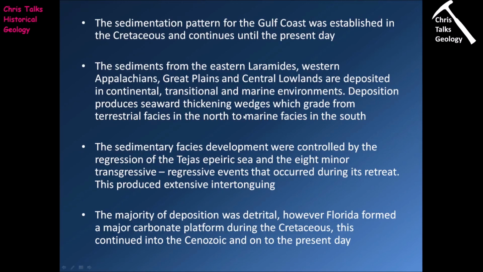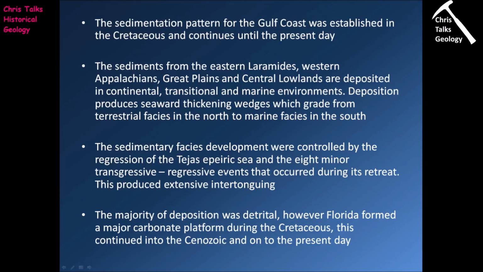So if we look at the sedimentary sequences associated with the Gulf Coast, once again we have a triangular shaped body of sediment. It's thinnest closest to the coast, and it gets thicker as you move out into the marine environment. And once again, this is a standard passive continental feature. We tend to see a lot of these seaward thickening sedimentary sequences associated with passive continental margins. So the sedimentary facies development that we see in these wedges of marine sediments that are being deposited from the Cretaceous onwards are controlled by the regression of the Tejas Epeiric Sea.